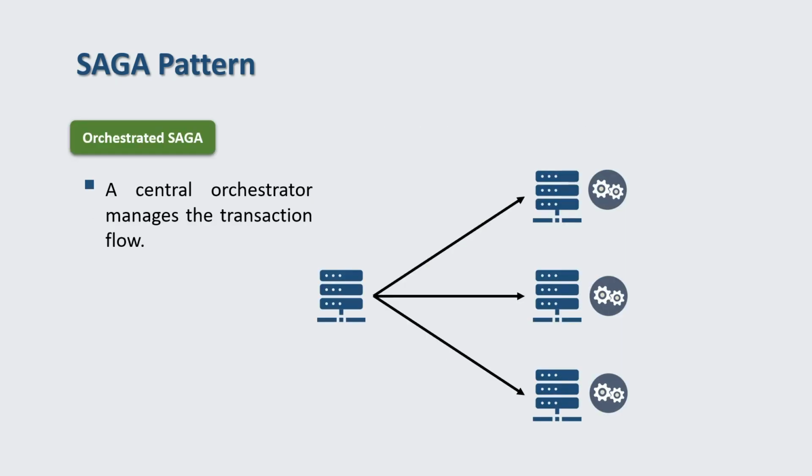Orchestrated saga. Here, a central orchestrator manages the transaction flow by sending commands to the microservices and handling failures. For example, an order microservice requests payments and shipments to perform their operations in a certain order.